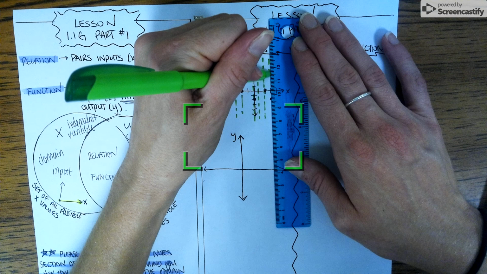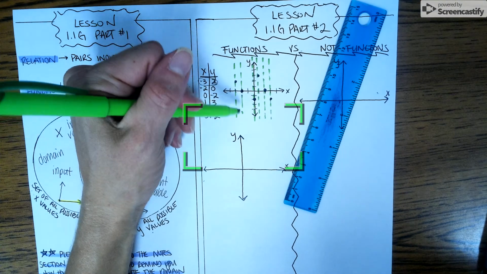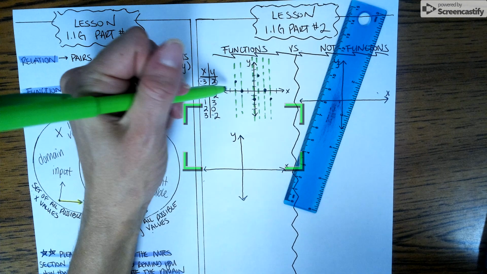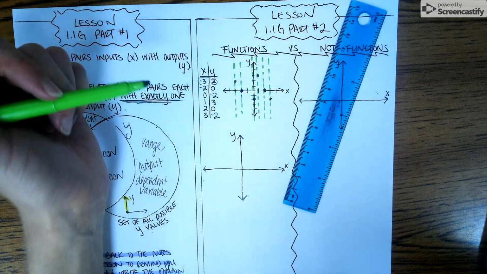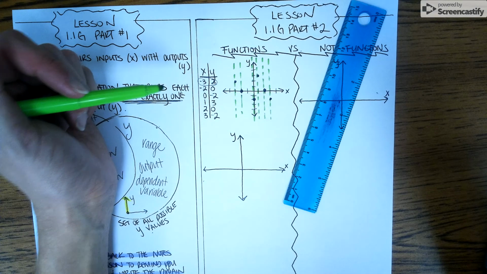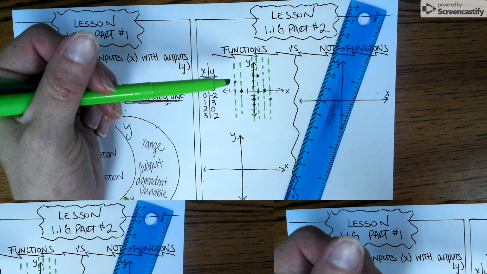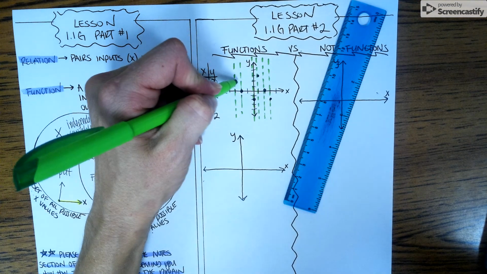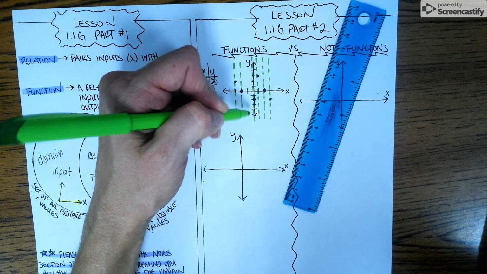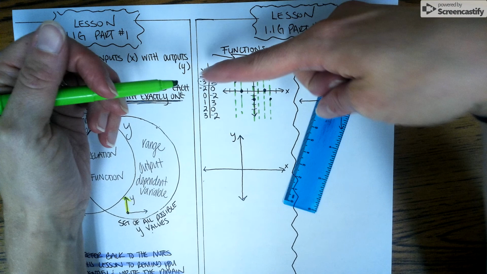But then to prove to myself, when I look at all the vertical lines, only one coordinate point appears on that vertical line. So what we say is this function or this graph or table passes the vertical line test. Because it passes the vertical line test, meaning there's only one point for every vertical dotted line, this is a function. So this table is a function.